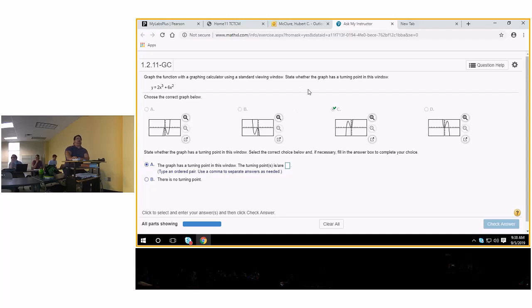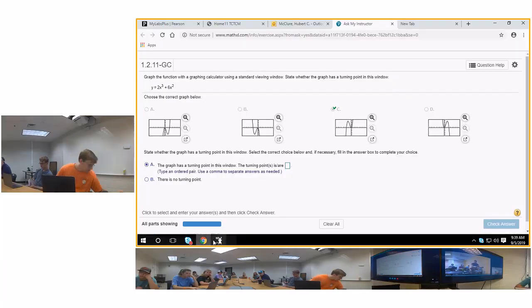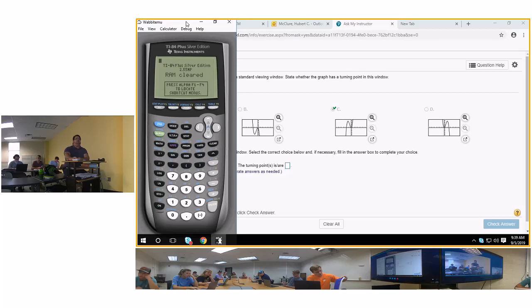Now, you could use this as a test question. I mean, it is a test question, but it is also a calculator question. So let's pull up our calculator. And there is our calculator.